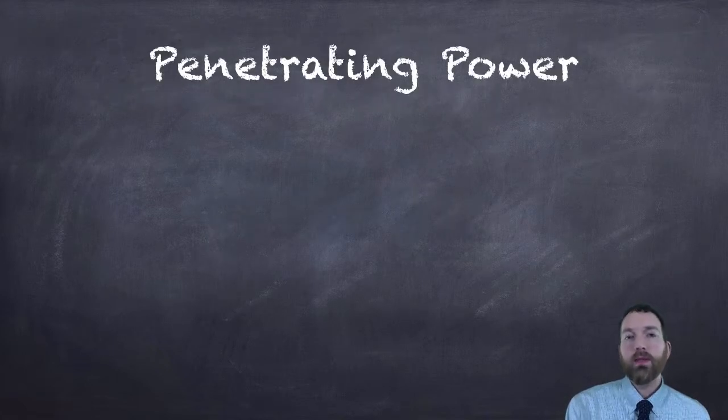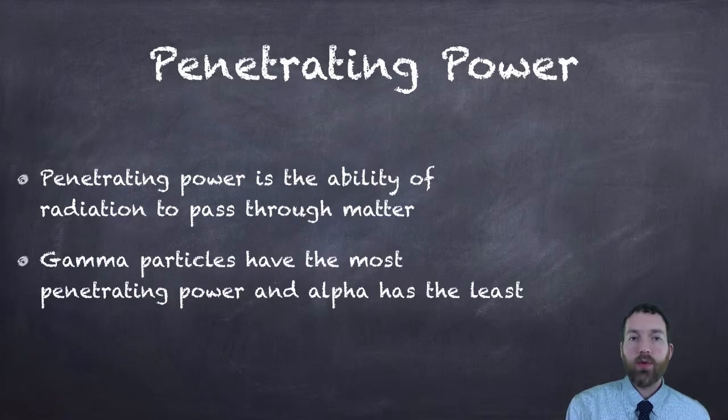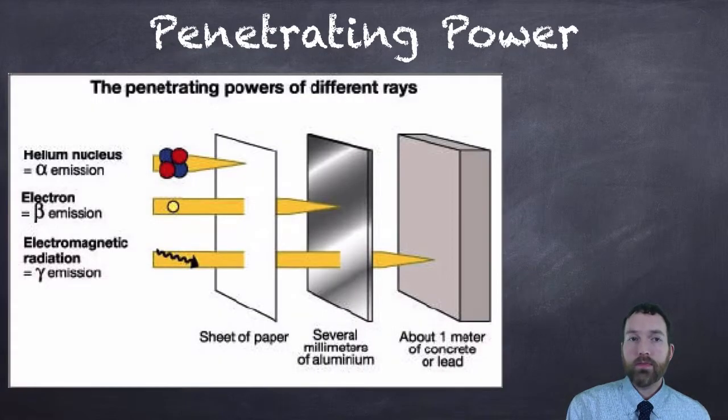Okay, another thing that you're sometimes asked about is the penetrating power of these particles. So penetrating power is the ability of the radiation to pass through matter. Sometimes you're asked to rank them or figure out who's got the most or who has the least penetrating power. So gamma rays have the most, and alpha particles have the least, and beta particles are in the middle.